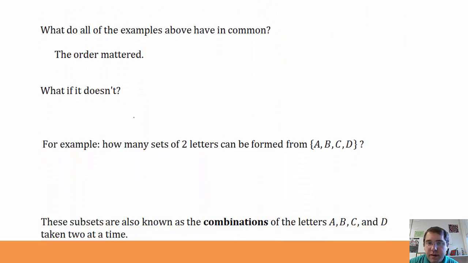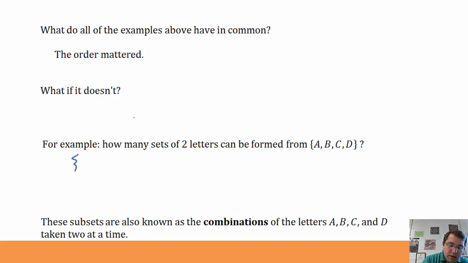What do all of those examples that I've done so far have in common? Well, in all of them, the order mattered. We were arranging them in a certain order. The order that I arranged them in mattered. What if the order doesn't matter? So, for example, how many sets of 2 letters can be formed from the set containing A, B, C, and D? So I've got 4 letters, but I just want to form groups of 2. So I'm not ordering them in a certain way. I'm not saying how many arrangements of 2 letters can be formed. I'm saying how many sets. I just want to group them.